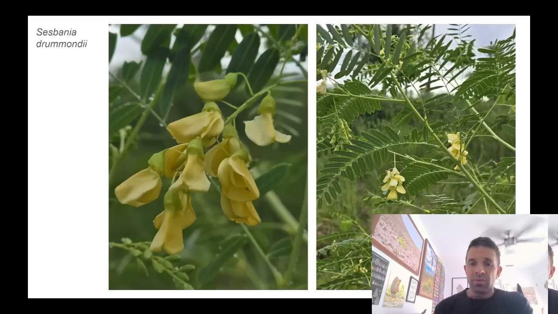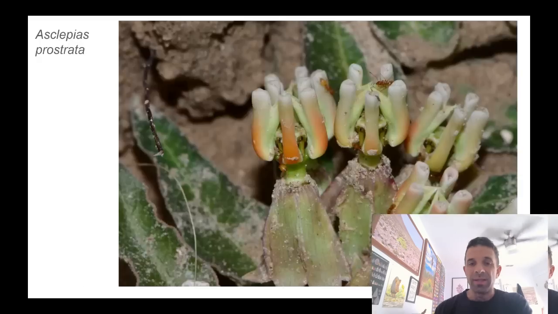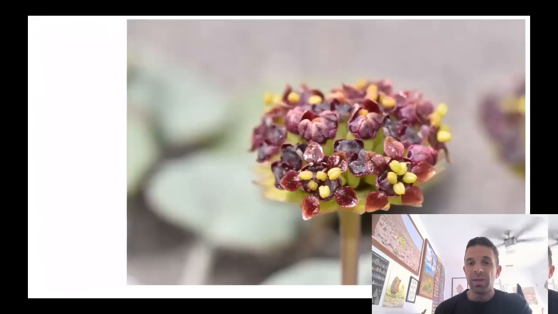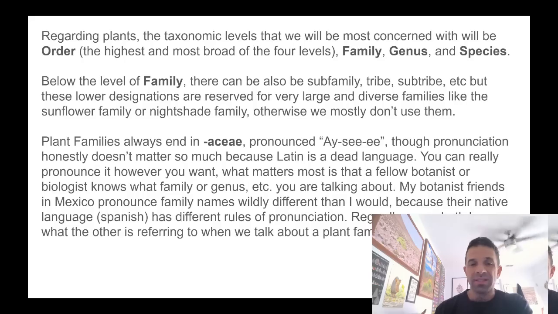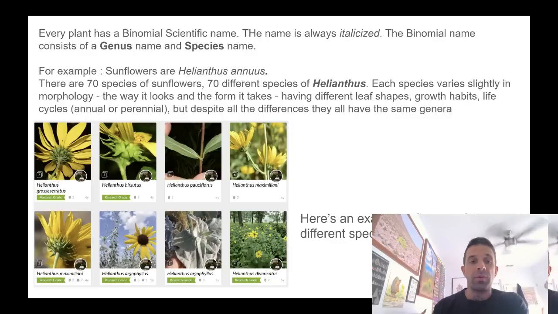Okay, so where are we today? We're looking at taxonomy. Okay, and we're looking at how we group things. Let's go through all this. Okay, taxonomy, living things. We already talked about this. We're focusing on family, genus, and species, maybe order a little bit.